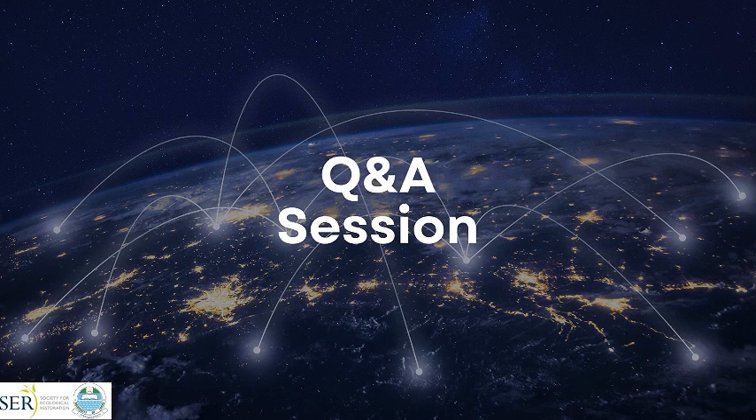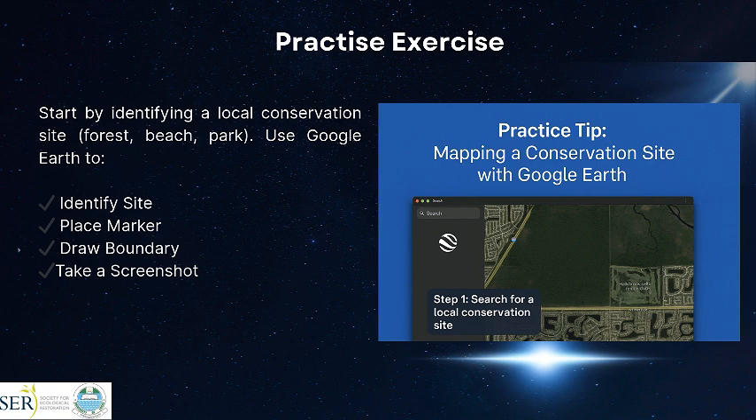So without wasting much time, the question and answer section. If you have any questions, you could kindly raise up your hand. But before that, for tomorrow's exercise, we will be doing a practice exercise. It is a basic exercise where we would identify a local conservation site of our choice. It could be a forest, a wetland, a park, a nature park, and then we'll use Google Earth to identify the sites, use place markers, draw boundaries, and take screenshots. So that will be the exercise for tomorrow.